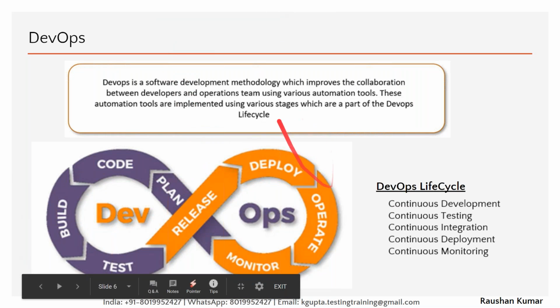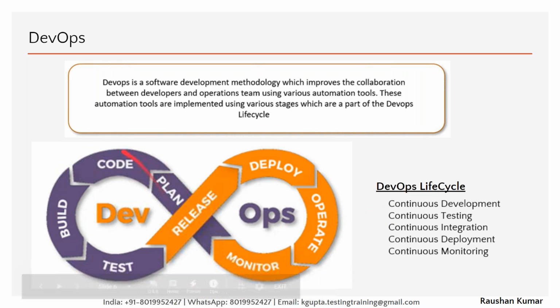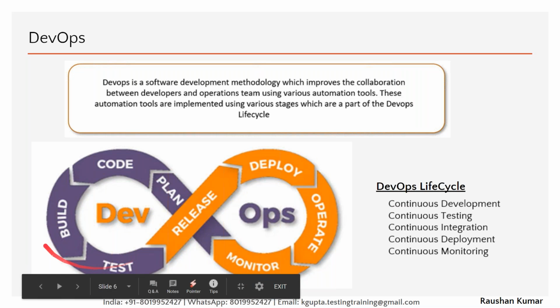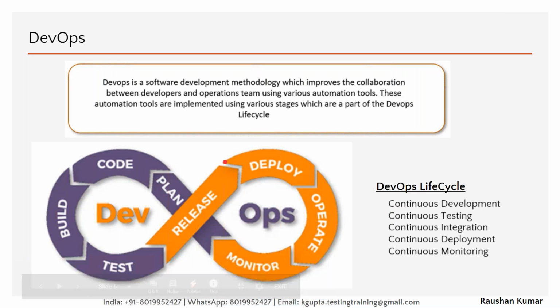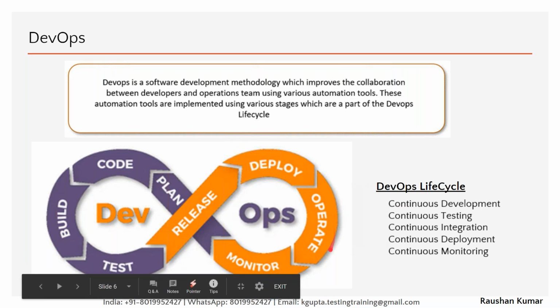And we have the DevOps life cycle here. This plan and code refers to the continuous development phase. We have build and test. This refers to the continuous testing phase. And we have release here. That's called the continuous integration phase. That's where our Jenkins comes into the picture. We use Jenkins for the continuous integration part. And we have deploy and operate. That's for the deployment, how we deploy our application, and that's the monitoring phase, continuous monitoring.